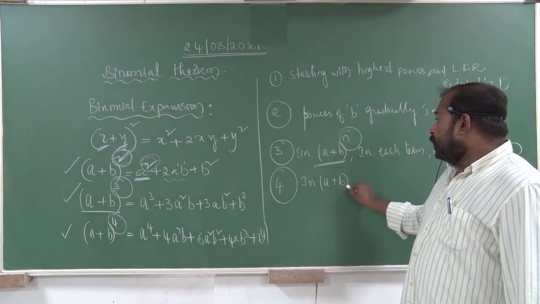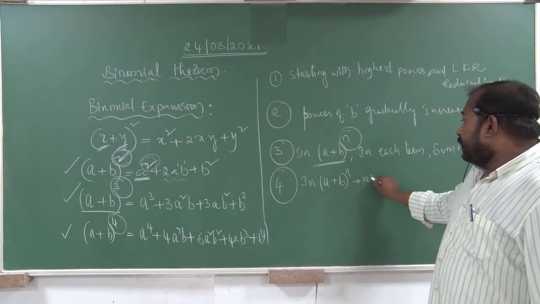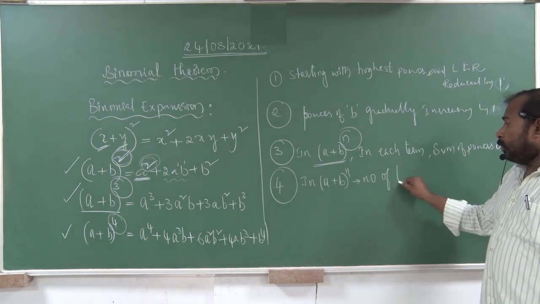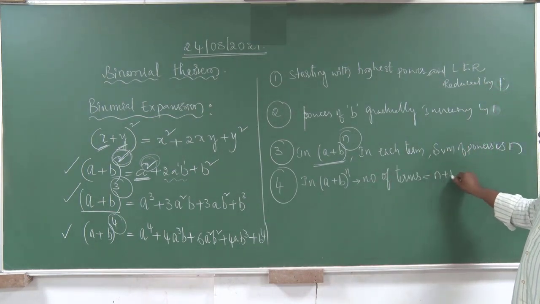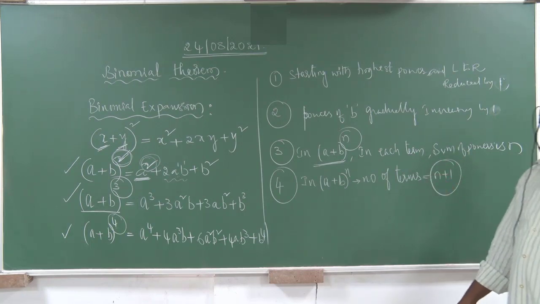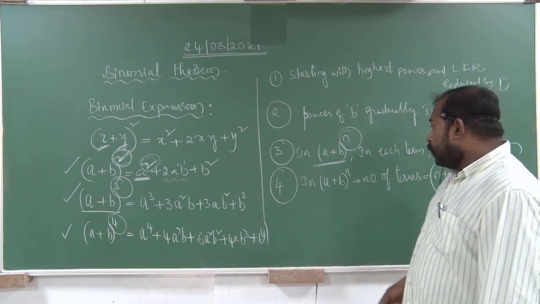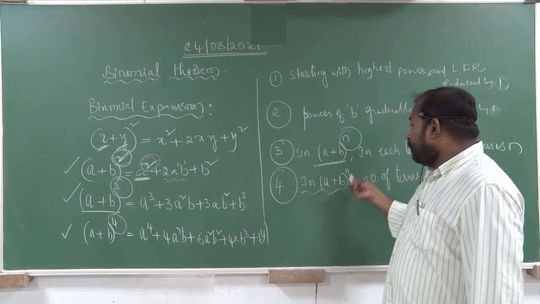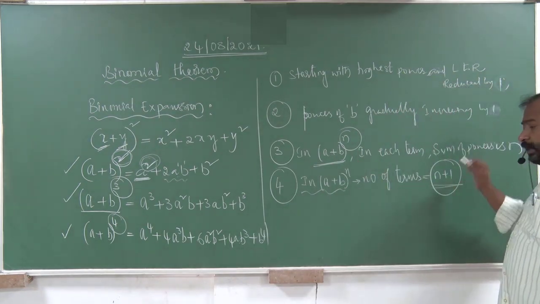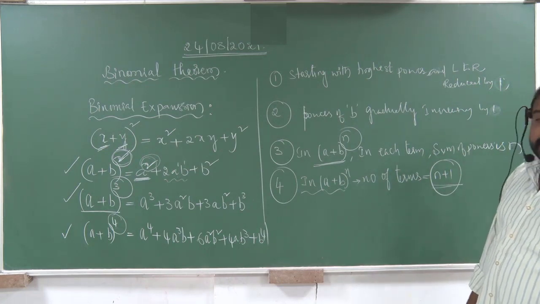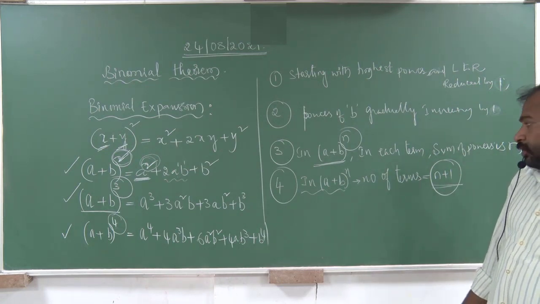In a plus b whole power n, the number of terms, how many terms? The number of terms is equal to n plus 1. Got it? So in the expansion a plus b whole power n, the number of terms is given by n plus 1. So this is the fourth observation.